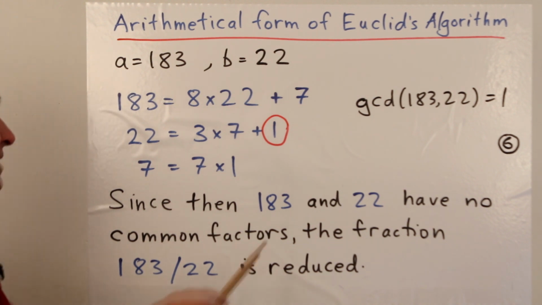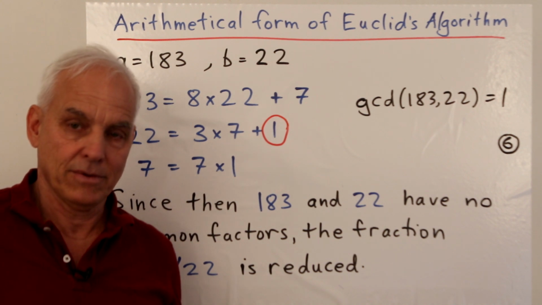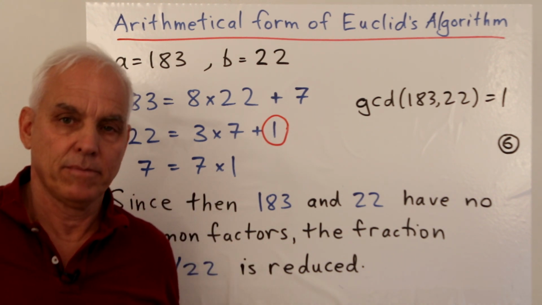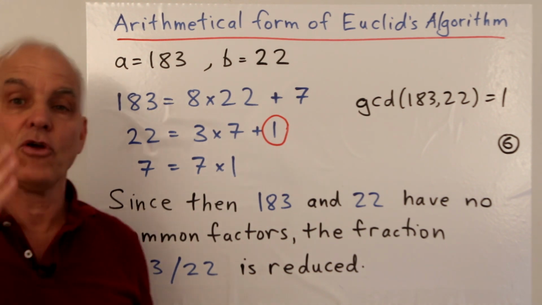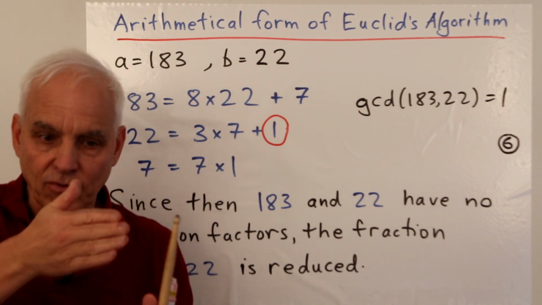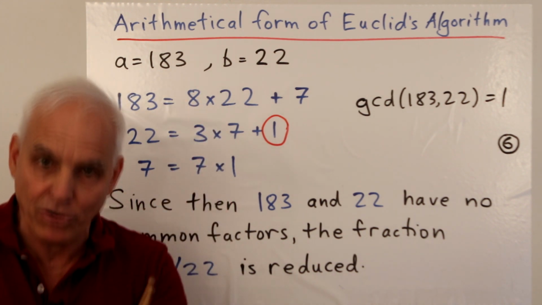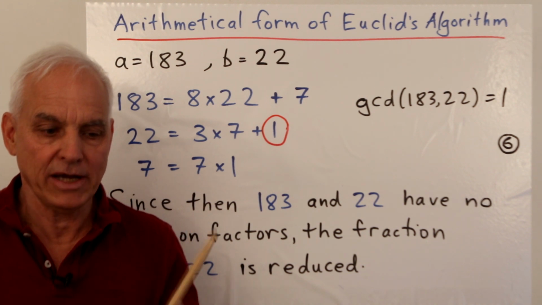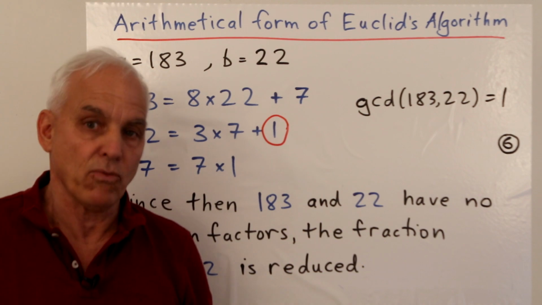What does that mean? It means that 183 and 22 have no common factors aside from 1, which means they're relatively prime. And so the fraction 183 over 22 is reduced. We know that there's no common factors that we could possibly divide top and bottom by to get a simpler, more reduced fraction. So that's the Euclidean algorithm, showing that in this case these two numbers are relatively prime because their GCD is 1.